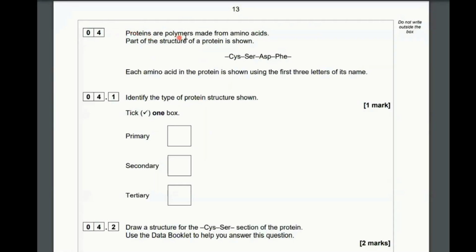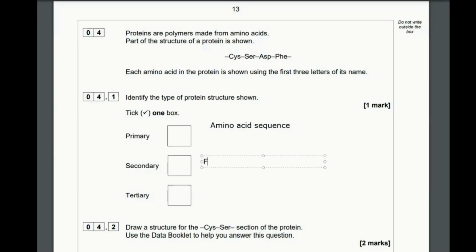And that's question 4. Proteins are polymers made from amino acids. Part of the structure of a protein is shown. We've got Cys, Asp, and Phe. These are abbreviations for amino acid names. Each amino acid in the protein is shown using the first 3 letters of its name. Identify the type of protein structure shown. So we have 3 possible answers, which are primary, secondary, and tertiary.